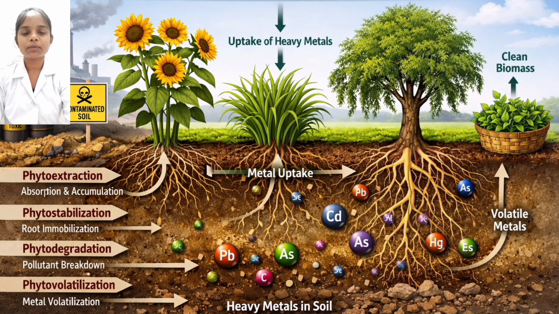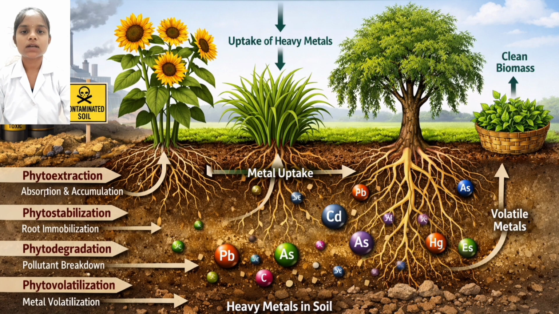This is the phytoremediation process. The first step is uptake of heavy metals. Plant roots absorb water and nutrients from the soil. Along with water, dissolved heavy metal ions also enter the roots. This process occurs through natural transport systems in root cells. The metals then move from roots to stems and leaves through the xylem tissue.